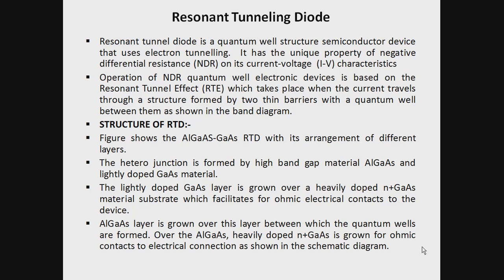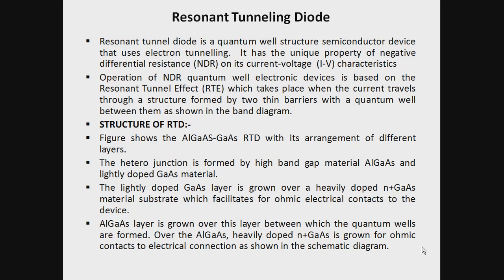Now we will see what the structure of an RTD, or resonant tunneling diode, is. Let us consider the figure here. For example, an aluminum gallium arsenide resonant tunneling diode is shown here with its arrangement of different layers. The heterojunction is formed by the high band gap material aluminum gallium arsenide and lightly doped gallium arsenide material.